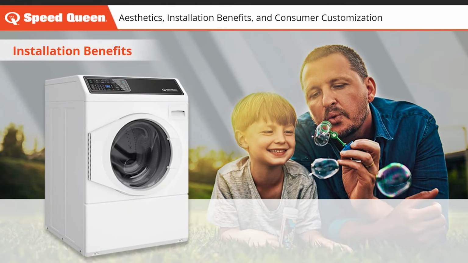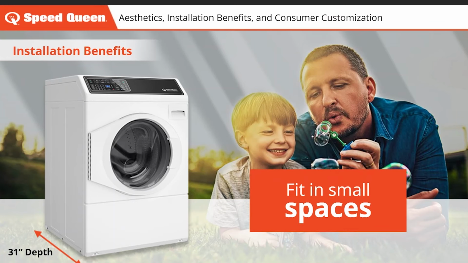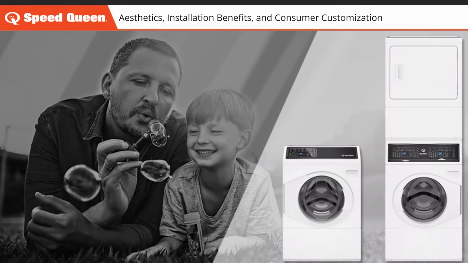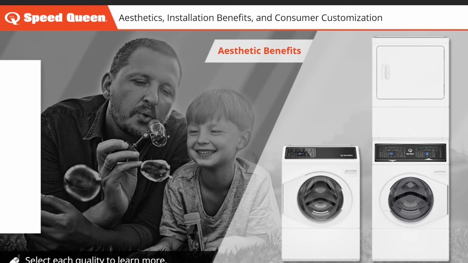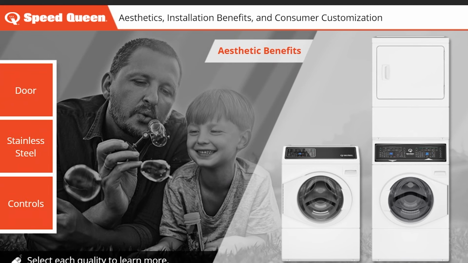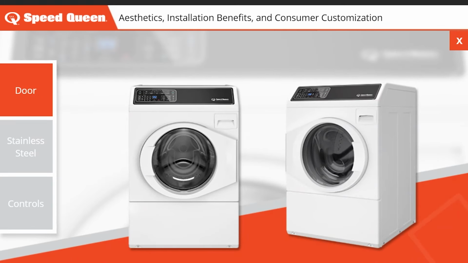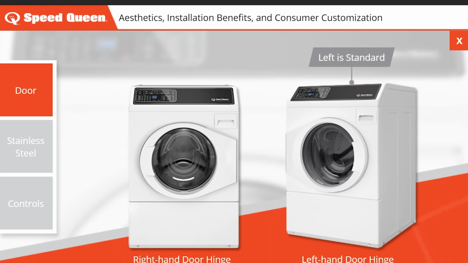Speed Queen front-load washers and stack washer dryers need a maximum of 31-inch depth for installation, so they can fit in small spaces where the only other option is compact laundry. Let's now review some of the premium aesthetic qualities of Speed Queen machines. Select each quality to learn more. The white front-load washer pair offers ergonomic features that include right and left-hand door hinges. The left-hand hinge is a standard offering. The right-hand hinge can be special ordered.